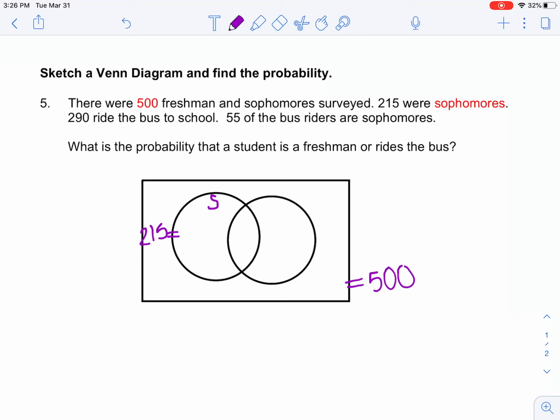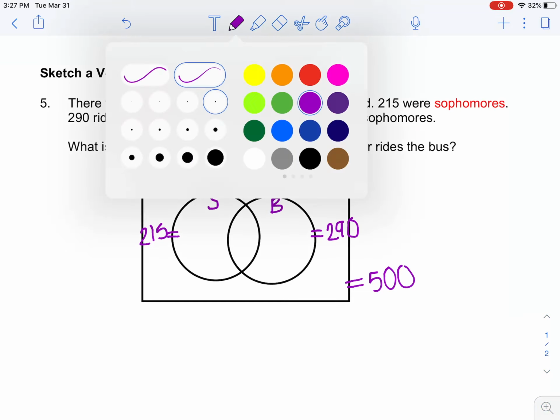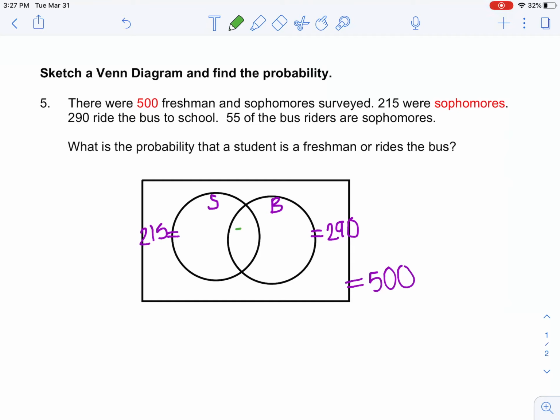Then 290 ride the bus to school. So let's put a B in our other circle to represent those bus riders. And we know that that will add up to 290. So remember, we're putting these numbers at the edge of our circle, not inside them, because we don't know yet how many are going to be in the overlap or how many are not in the overlap. Our next sentence says 55 of the bus riders are sophomores. So that would be representing our overlap. So the 55 will go right where those two circles cross over.